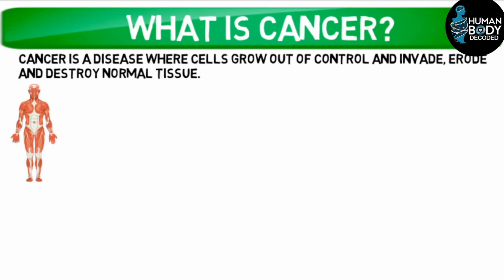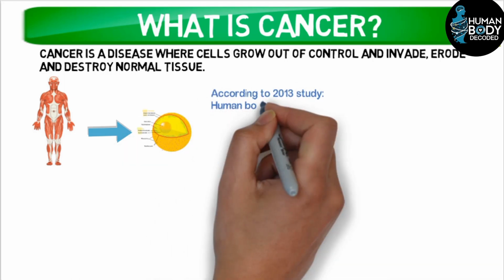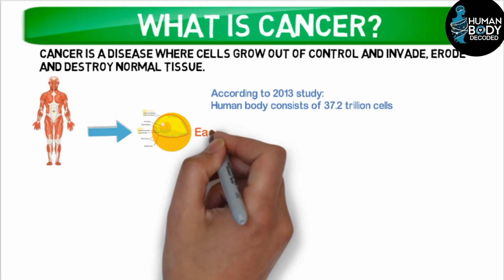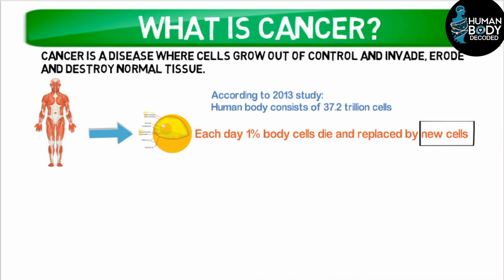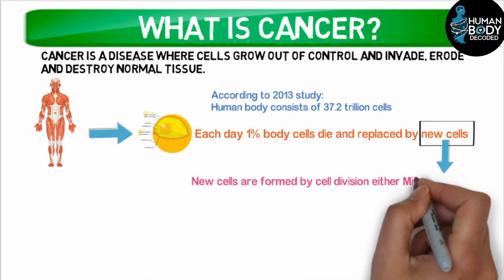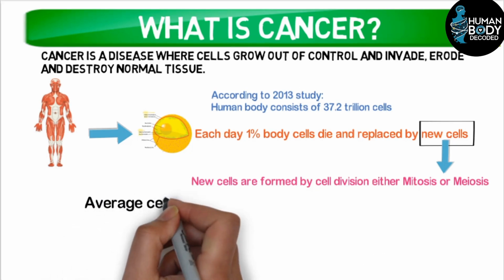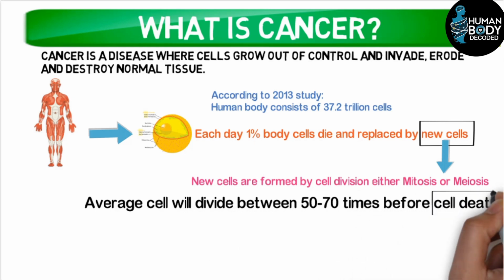Look, a human is actually made up of cells. Friends, according to a 2013 study, an average human has 37.2 trillion cells. 1% of the body's cells die and new cells replace them, and new cells are made through cell division. That cell division happens either through mitosis or meiosis. So this way 1% of our body's cells are replaced, but those cells that divide and replace, one cell divides on average 50 to 70 times. After that, the cell undergoes death.